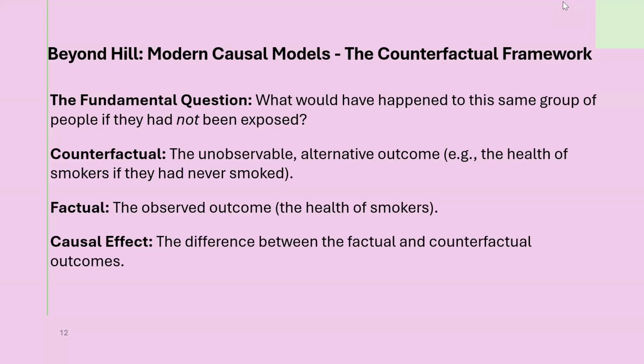The next is counterfactual, the unobservable alternate outcome. So what would be the health of smokers if they had never smoked? Would they have developed lung cancer? So that's another question that can help us establish causality. Then there is the factual. This was the observed outcome of people who smoke. And then finally, there's the causal effect. What's the difference between the factual and the counterfactual outcomes? So when these 4 parameters are considered, it could help us to delineate if an exposure is actually causing the outcome.